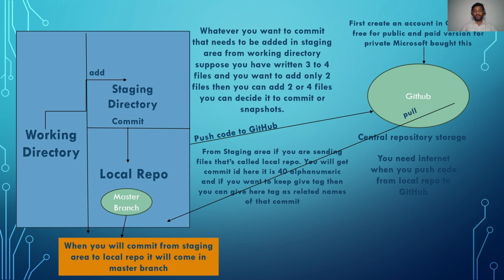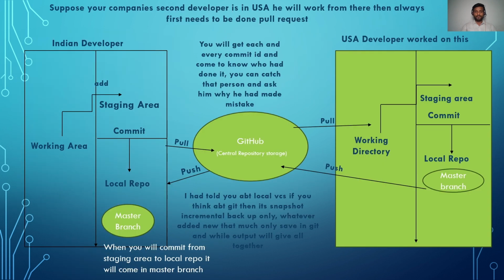First of all, you need to create your account on GitHub. It will ask for some information, and after you fill it in, you will have your account on GitHub. How can we open an account on GitHub? While doing it practically, we'll see that also. You need internet when you push code from the local repo to GitHub. Why we need to push and why we need to pull, we'll see on the next screen.